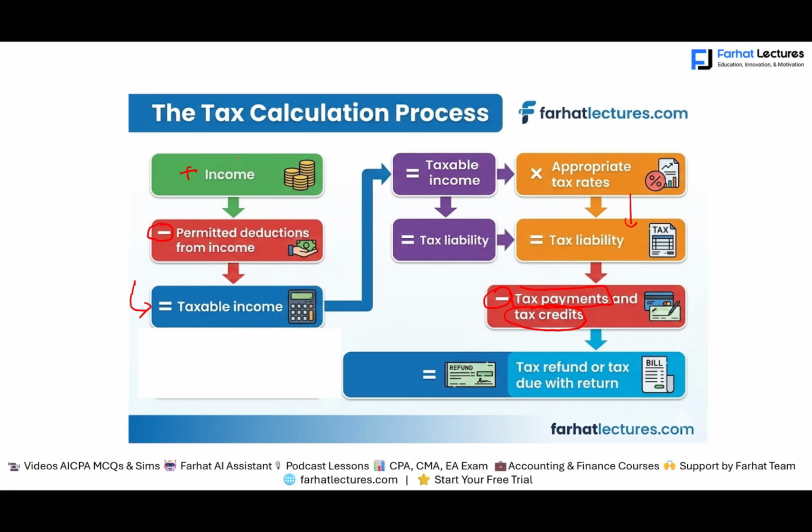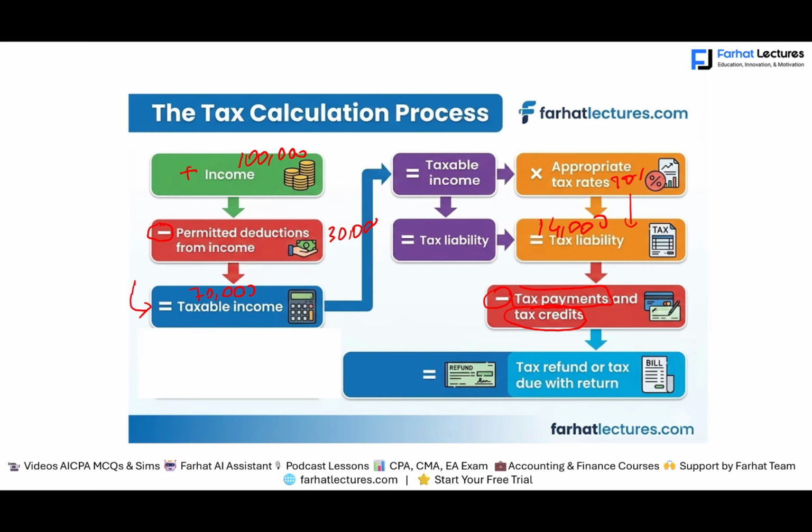So simply put, let's start with 100,000 as income. Permitted deductions were, for the sake of simplicity, 30,000. We are left with taxable income of 70,000. I'm just making these numbers up. And let's assume the appropriate tax rate. Again, don't worry about the figures. Those are not correct, but just to make the point, 20% of 70,000 is a tax liability of 14,000.